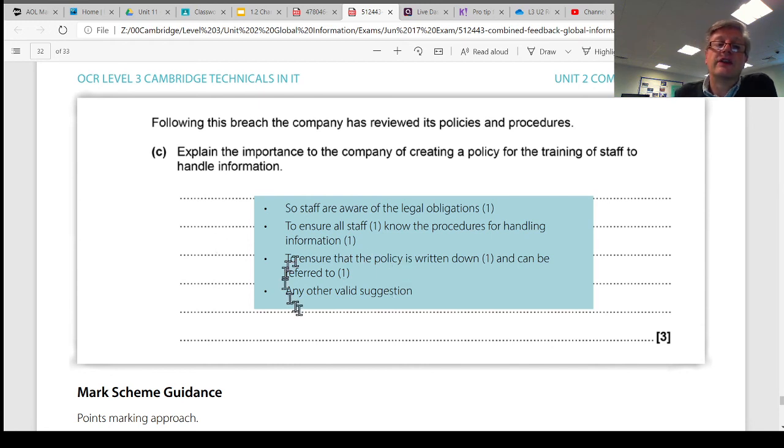Okay, and any other reasonable and valid suggestion. Okay, so it could be around the use of memory sticks or your own devices, and the safety and security of those things in terms of the confidentiality of the information contained upon them.